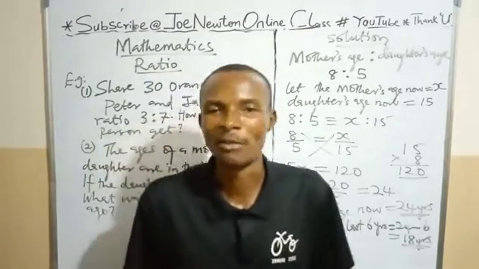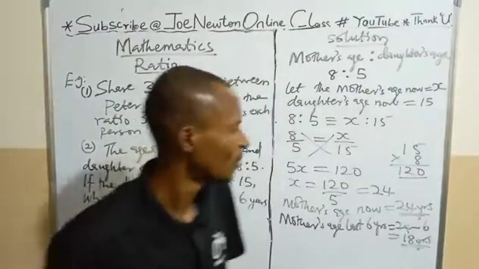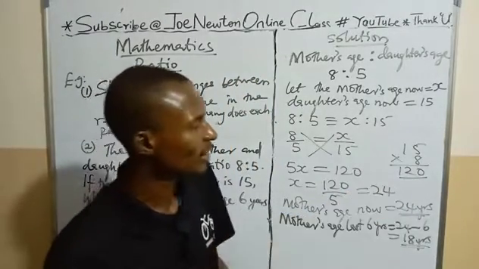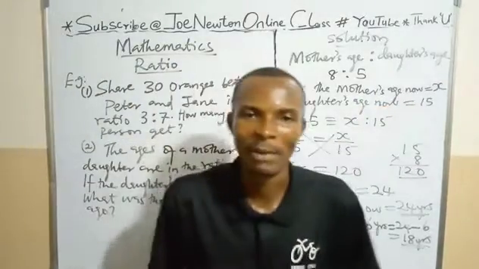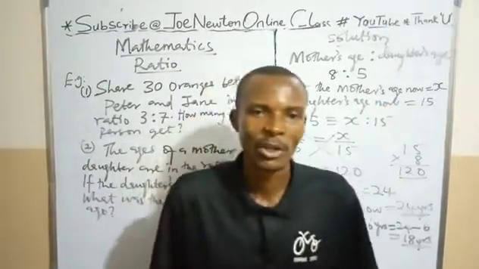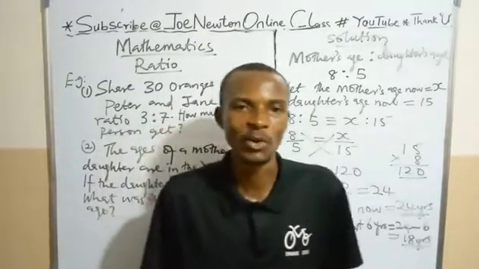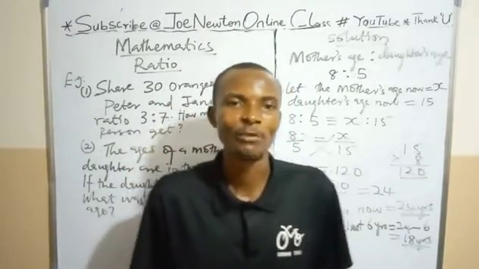So the mother's age 6 years ago was 18 years. The present age of the mother is 24 years, while that of the daughter is 15 years. I believe with these two examples, you have understood what we mean by ratio and its application. Thank you for your attention.